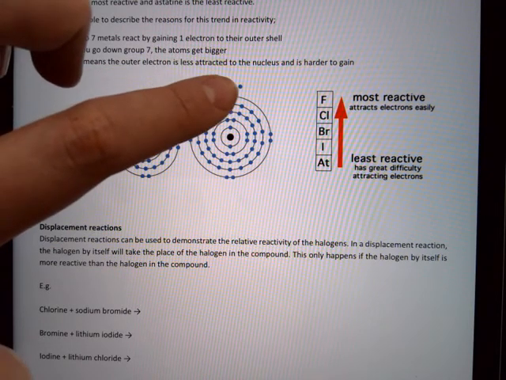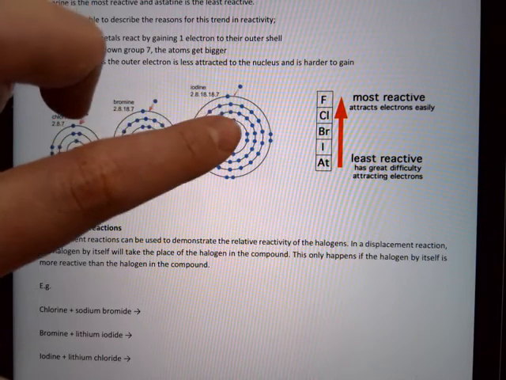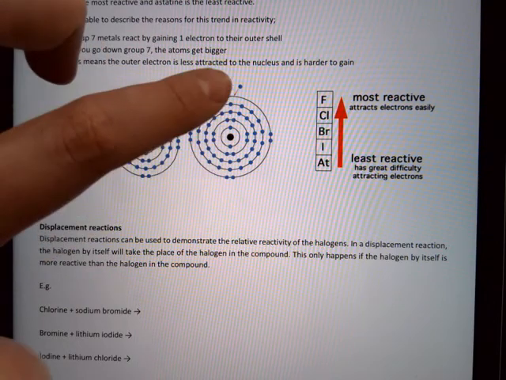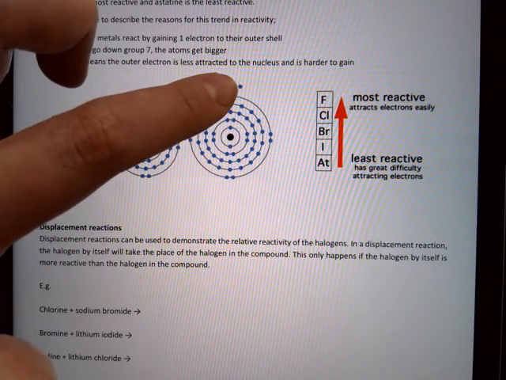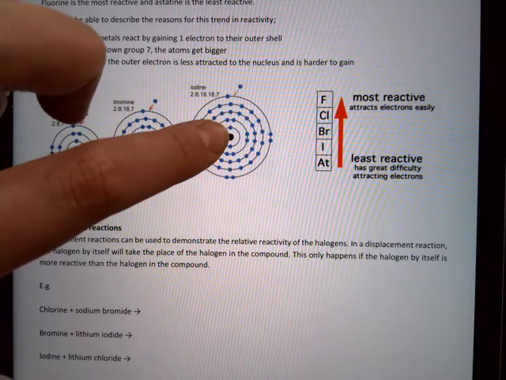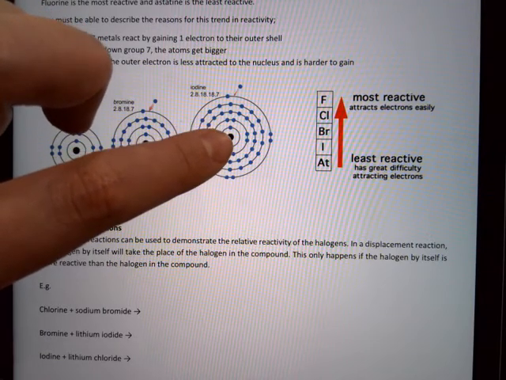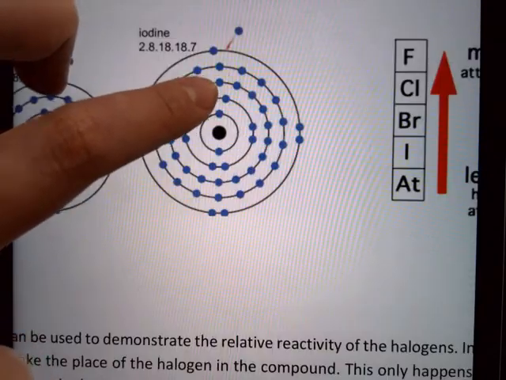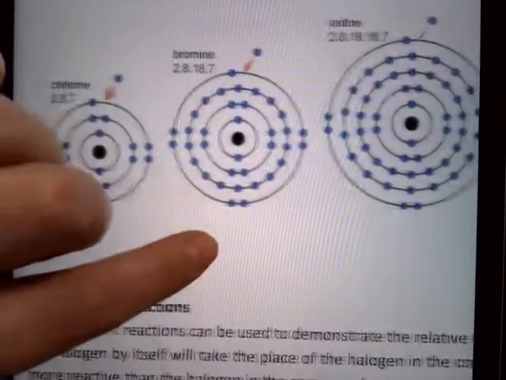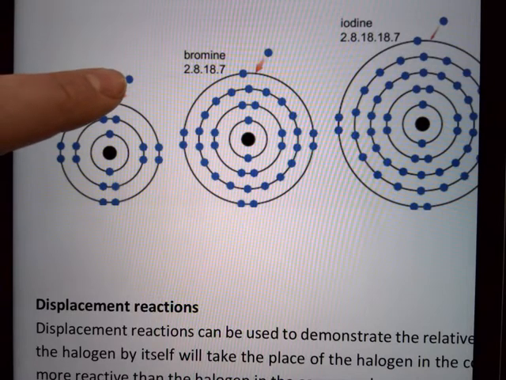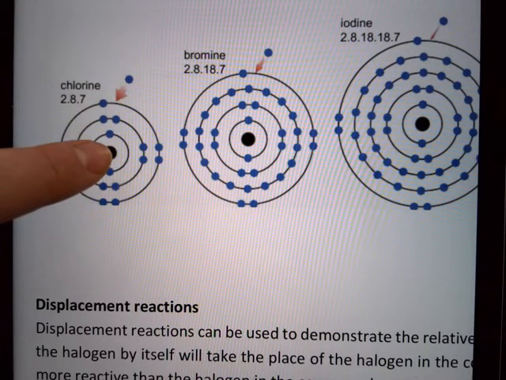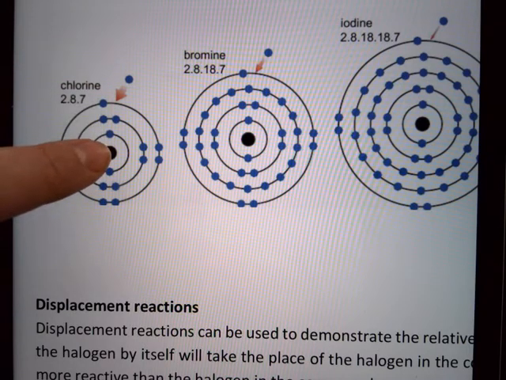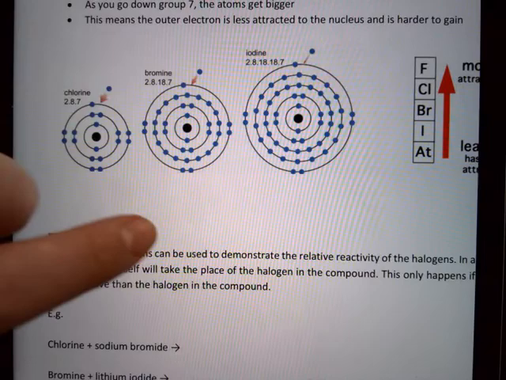Iodine finds this the hardest to do, because there are so many shells separating the outer shell from the positive nucleus. That negative electron that you're trying to gain is attracted to iodine because it's attracted to the positive charge in the nucleus. If you've got all of these electron shells in the way, it's much harder for that outer shell electron to become attracted to the nucleus. Compare that to chlorine. You're trying to attract this outer shell electron. I mean, the nucleus is right there. So there are fewer electron shells in the way. There's a stronger attraction between the nucleus and the outer shell electron that you're trying to gain.